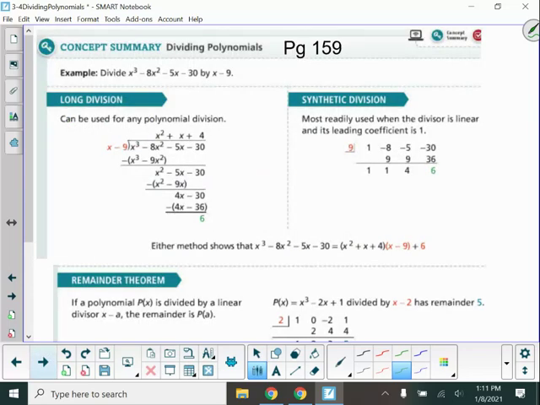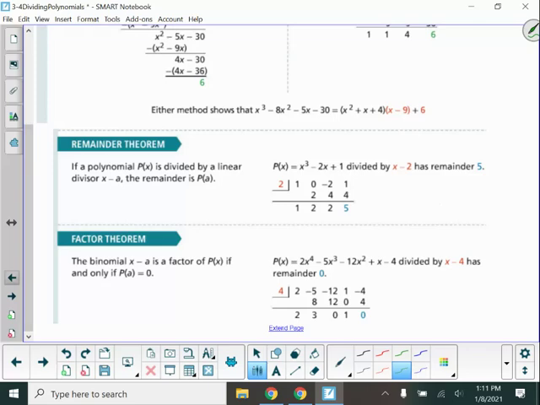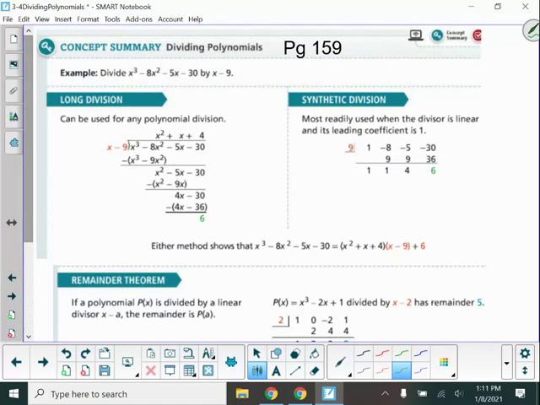So in your textbook on page 159, there's a concept summary that goes through long division, synthetic division, and then if you look at the rest of this, there's the remainder theorem and there's the factor theorem. So this is all available if you need just one page to review everything that we went over in section 3-4. And again, that is on page 159 in your textbook.